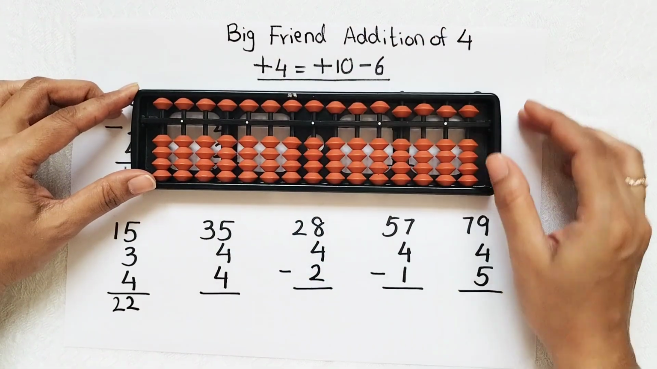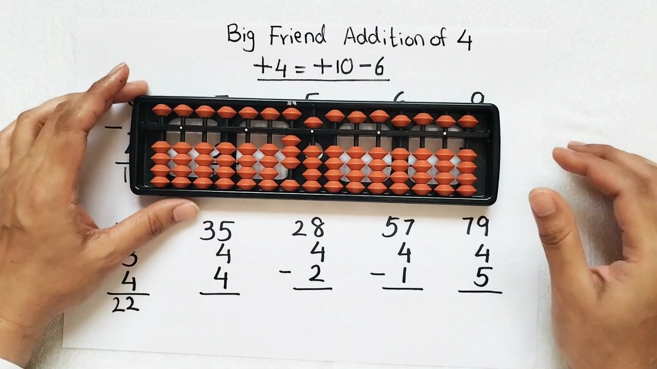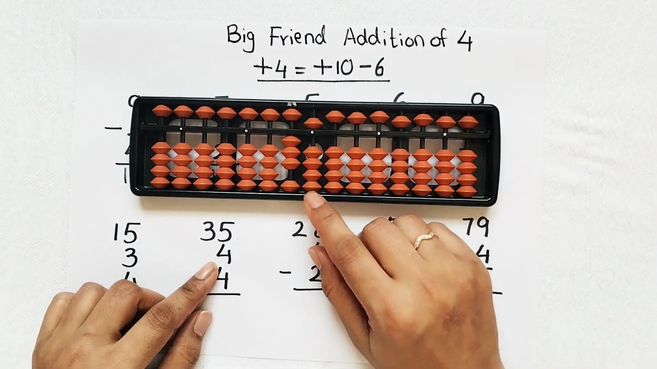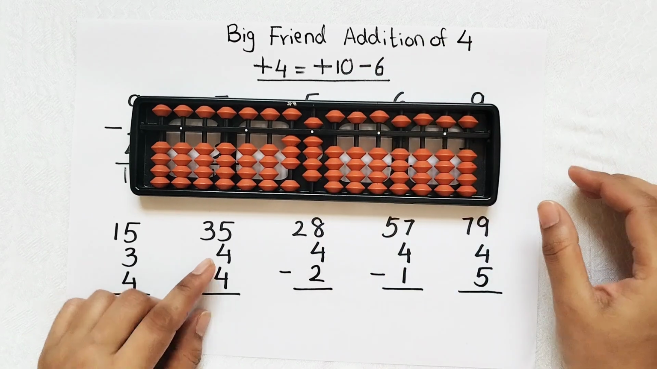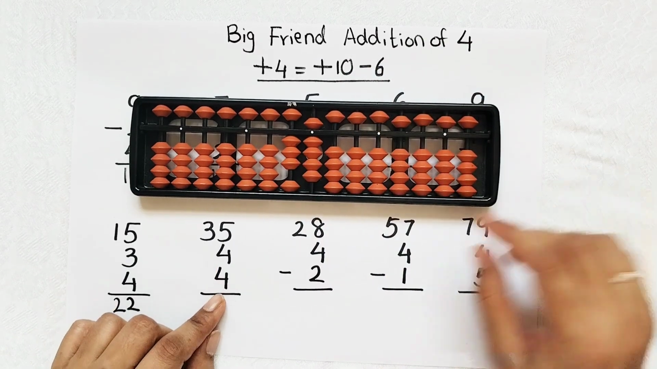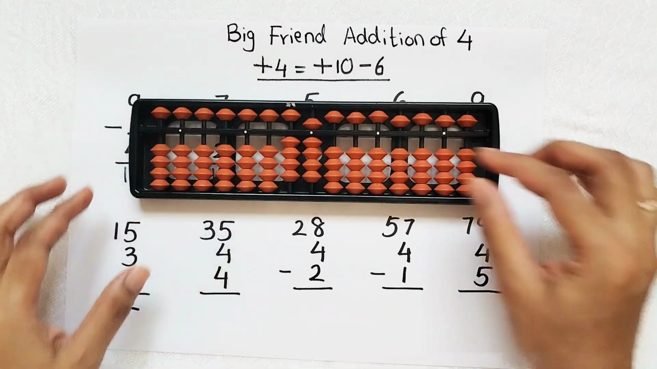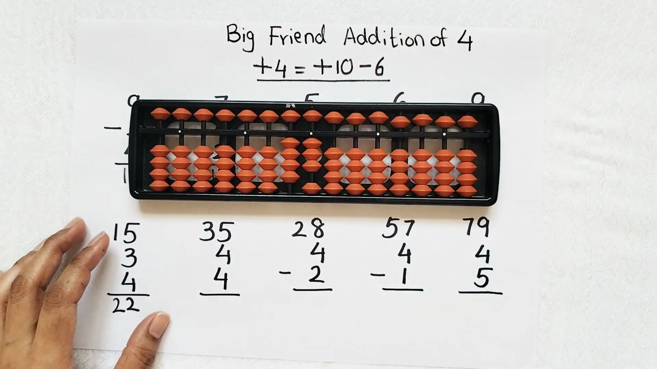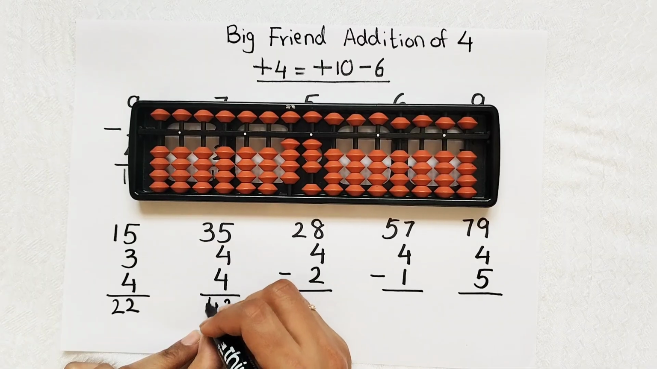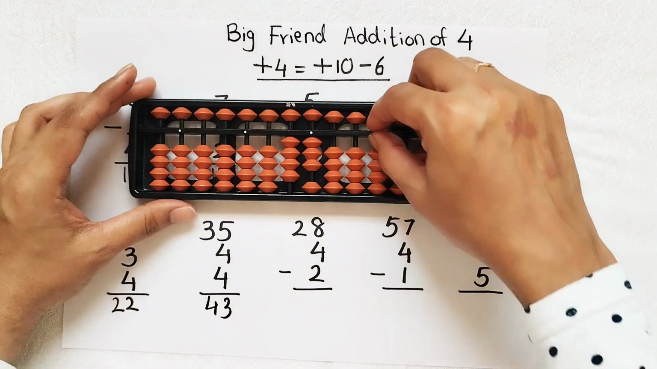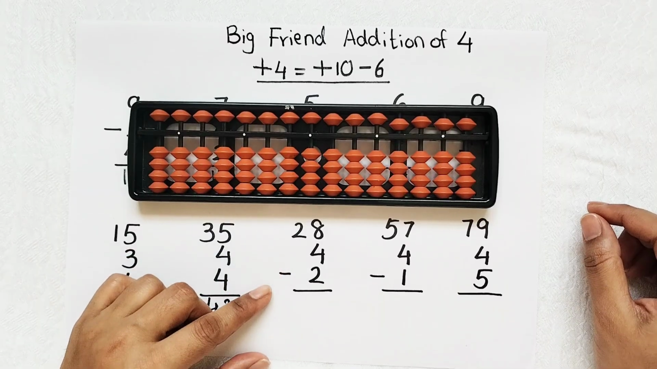Next, 35 plus 4 plus 4. 35 plus 4. Can I use it? Yes, I can do it directly. So plus 4. Again plus 4. Now I can't do it. So I have to use the formula. Plus 10 less 6. My answer is 43. Next, 28 plus 4 less 2.